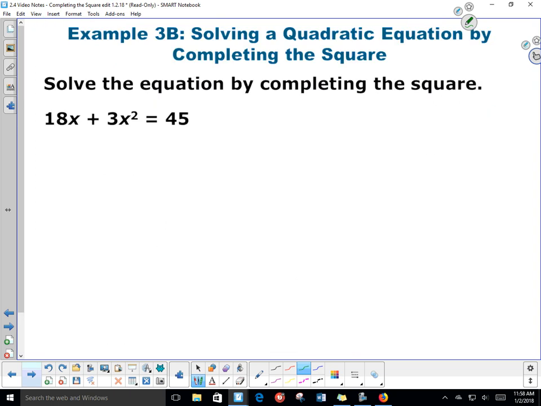Let's try and look at this example. Solve the equation by completing the square. So first let's put the 3x squared term first. I get 3x squared plus 18x equals 45.